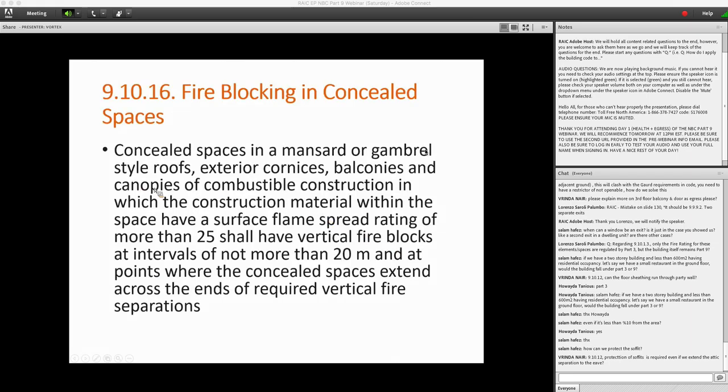Now, when you have a concealed space in a mansard or gambrel style roof, exterior cornices, balconies, and canopies of combustible construction, in which the construction material within the space has a surface flame spread rating of more than 25, the concealed spaces shall have vertical fire blocks at intervals of not more than 20 meters and at points where the concealed spaces extend across the ends of required vertical fire separations.